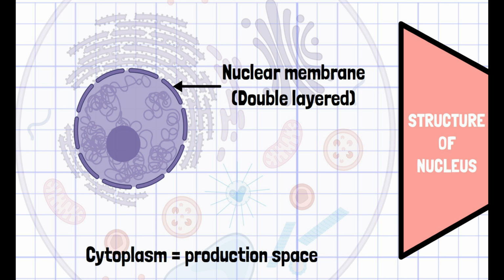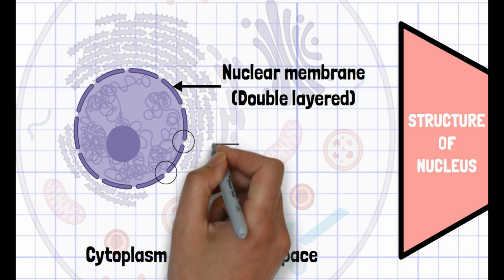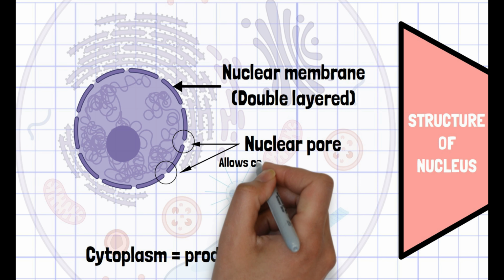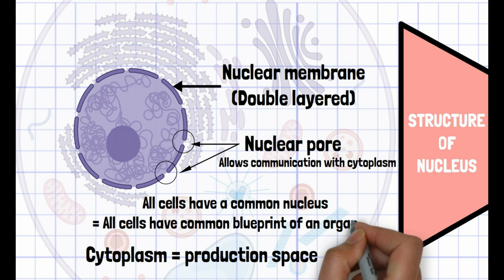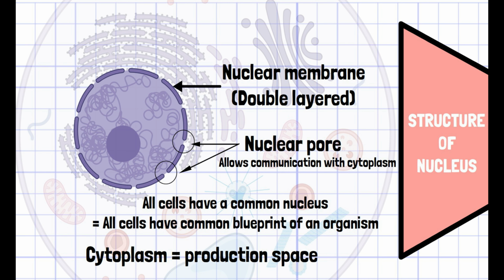However, although the nucleus is surrounded by a nuclear membrane, the internal structure is not completely isolated from the outside. They have nuclear pores on the surface of the membrane, which allow communication with the cell's cytoplasm. All cells in our body have a common nucleus. So every cell has a whole blueprint of an organism, but each cell selects a fragment of DNA when they produce protein.